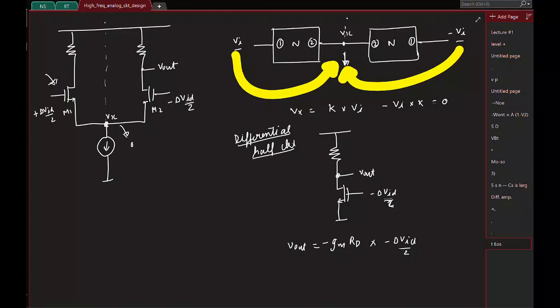Now if you have a differential half circuit, you can also have a common mode version. So let's say I apply the same incremental input to both the terminals. What can you say about the drain voltages here? Remember, it's the same network copied and pasted, and I'm applying the same incremental voltage to both the gates. So what can you say about the drain voltages here? They will be same. So if they are same, basically I can simply short them, nothing is going to change.